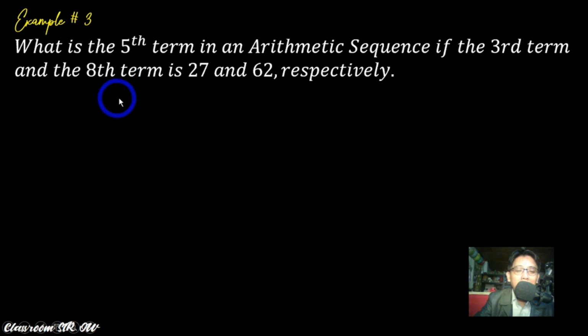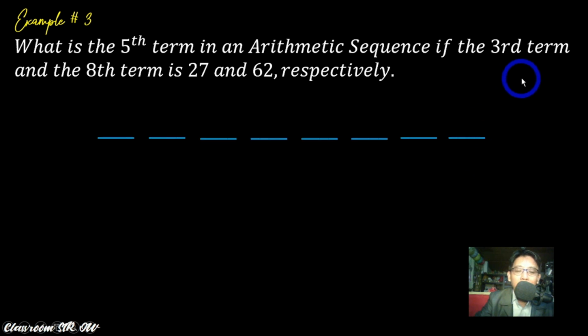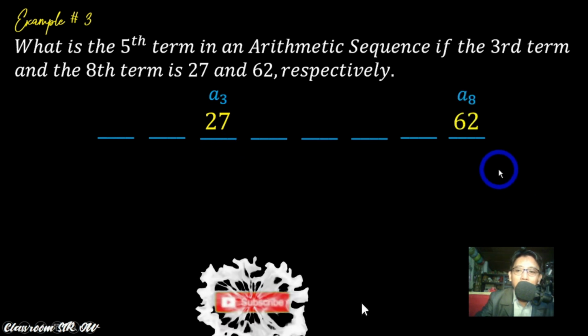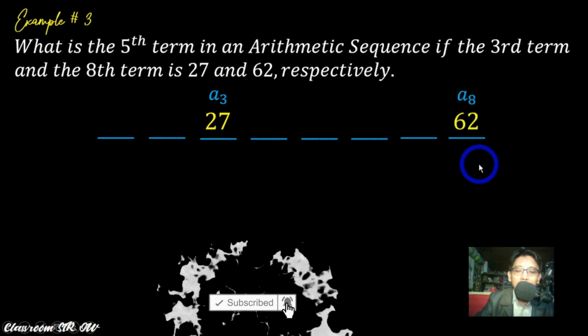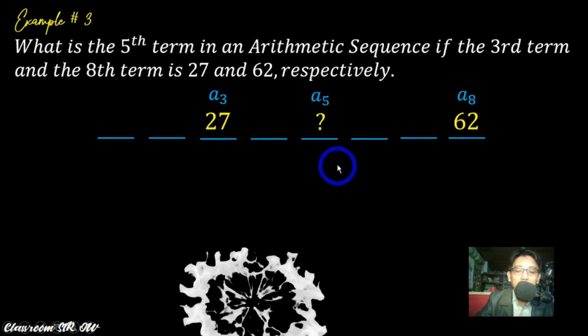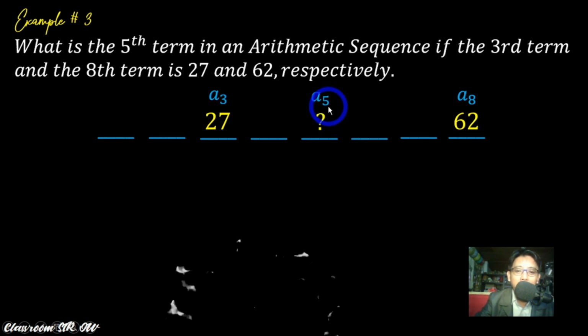That gives us an idea that there are 8 terms all in this sequence. So the given are: the third term is 27, and our 8th term is 62, and we are asked for the 5th term, which is a sub 5. Based on the given, we cannot make use of the formula of the arithmetic sequence because there is no first term, and we cannot solve the common difference either.